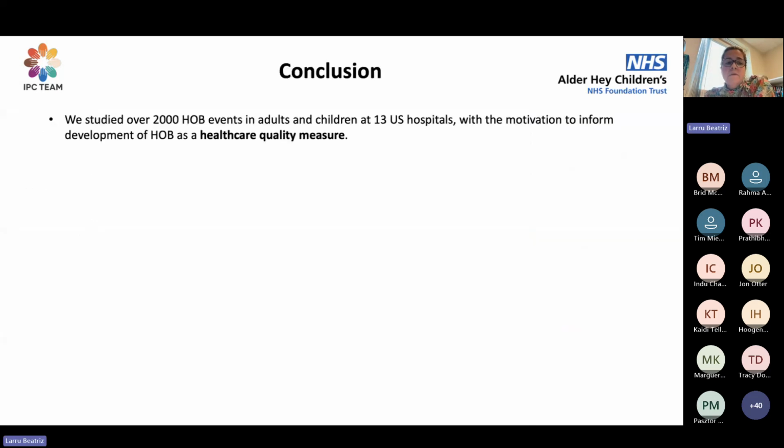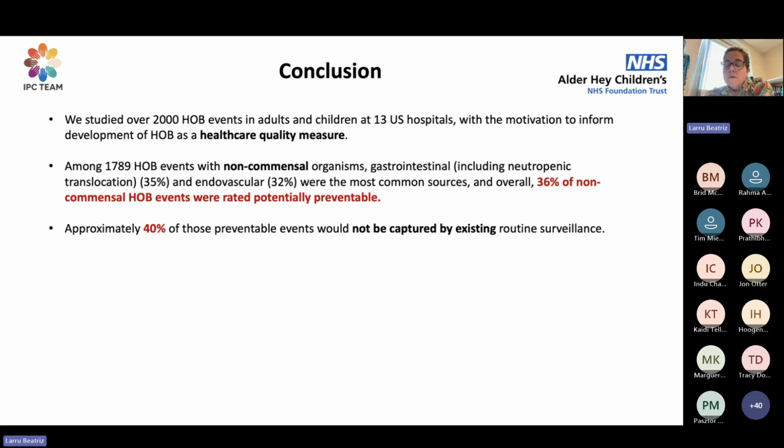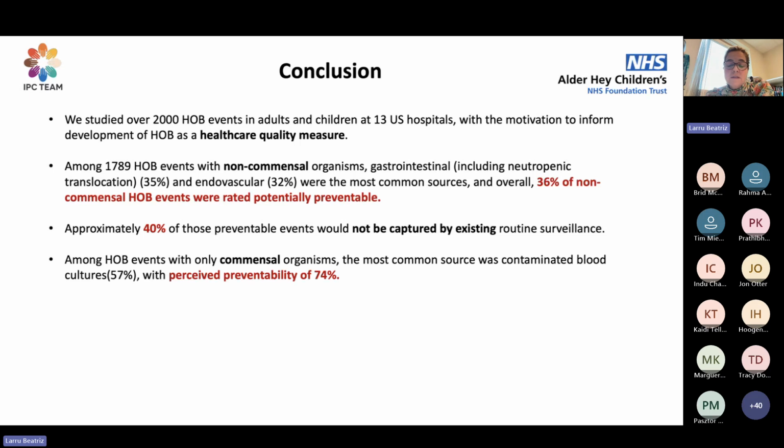So the conclusion of the paper was that they studied almost 2,000 hospital onset bacteremia events out of 13 hospitals to try to solidify the use of hospital onset bacteremia as a healthcare quality measure. Out of them, I will highlight in red, 36% of the non-commensal hospital-onset bacteremia events were rated as potentially preventable. 40% of these potentially preventable events would not be included if you just focus on CLABSI surveillance. Out of the ones that grew a commensal organism, almost 75% of them were considered preventable.